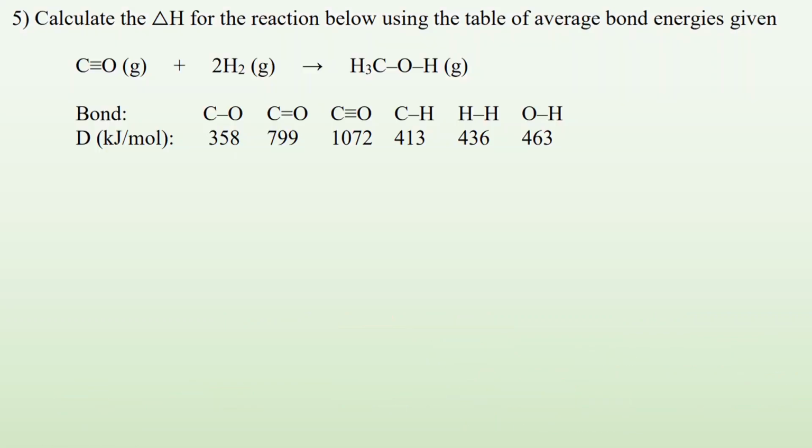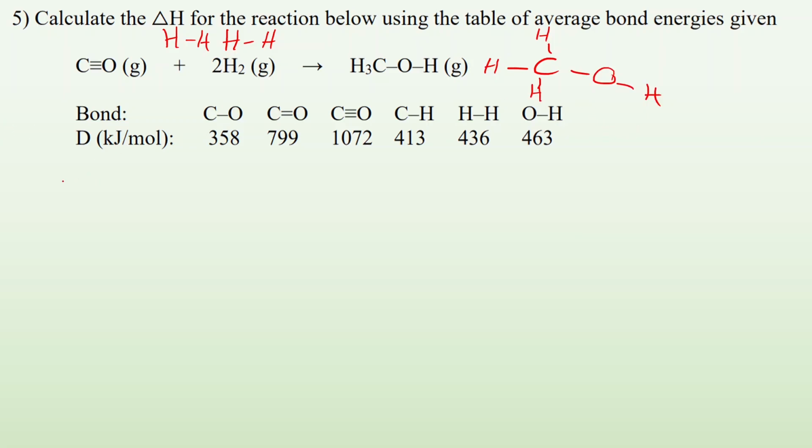All right, number 5, calculate the delta H for the reaction below using the table of average bond energies given. So we got C triple bond O, I got 2 H2 molecules, so it's really H-H, and there's another molecule of that, so there we go. Okay, H3C, so that's carbon with 3 hydrogens bonded to it, and then bonded to that carbon is also an oxygen, which is bonded to a hydrogen. So let's do some math.